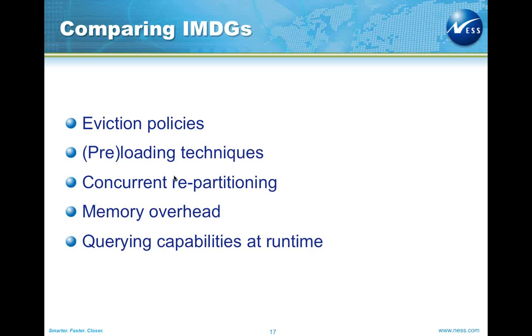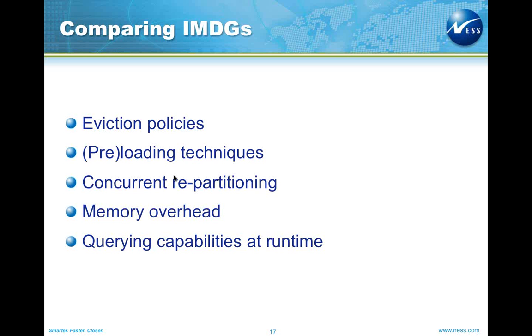The other thing that you have to factor in is how good are the preloading techniques in the cache. Preloading is a term that is used to start up the cache with data loaded into it before the application starts or the requests to the cache come in. How good are the preloading techniques in the solution that you've chosen? And how good is the concurrent repartitioning? Pratik spoke about rebalancing when a node is added or removed from the cluster. How well does it perform that kind of repartitioning concurrently? And the memory footprint of the solution that you've chosen is also a very important thing to factor in. And the querying capabilities, of course.